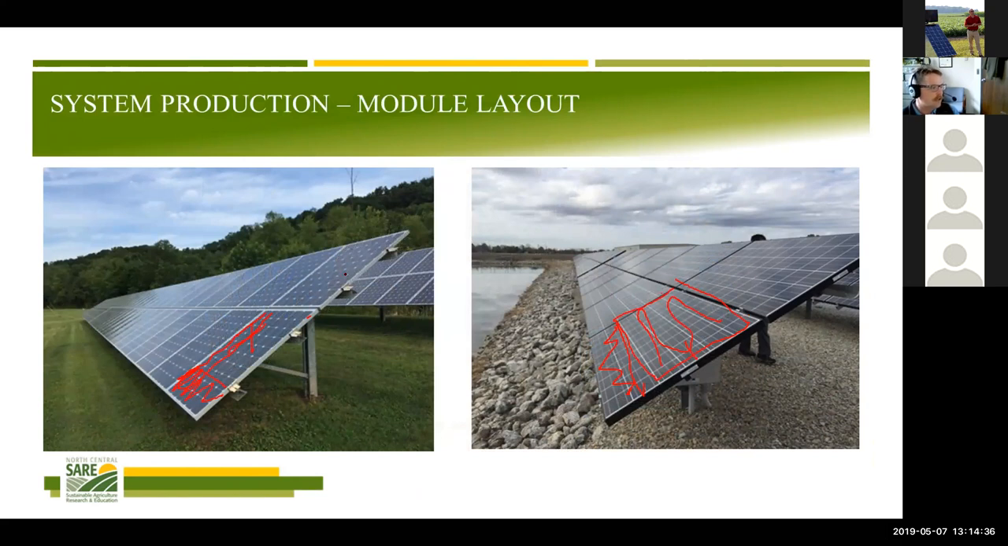Also, the tilt angle makes a difference. The higher the tilt angle, the faster that snow is going to drop off. So that does make a big difference. This might be about a 20 degree tilt. The snow is going to fall off of this 30 degree tilt on the left faster than it is on the 20 degree tilt on the right.